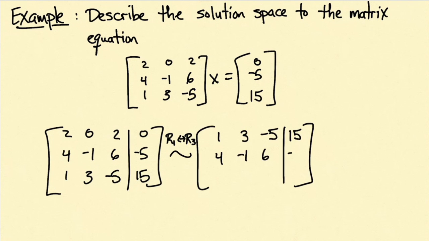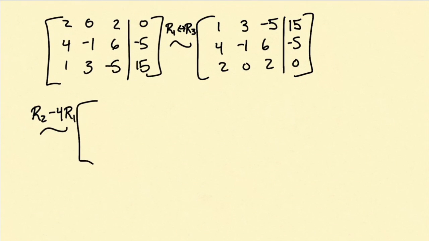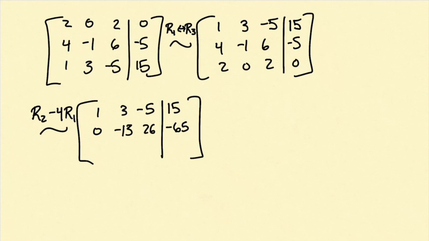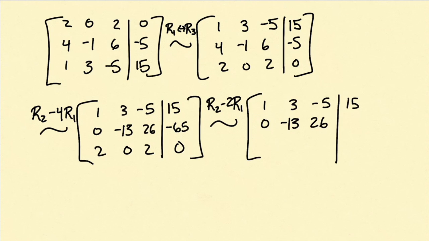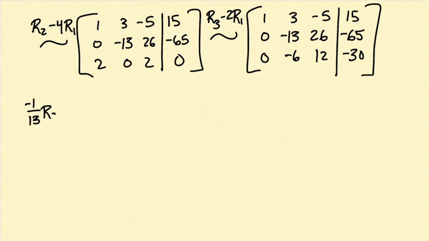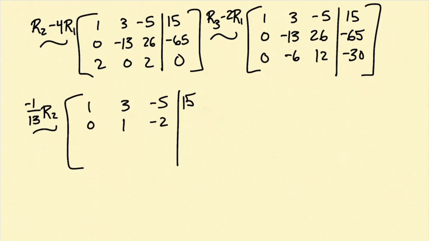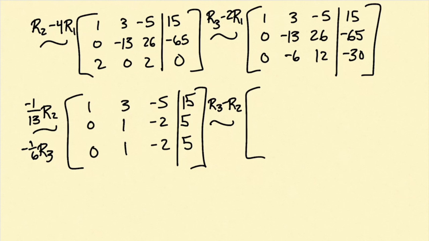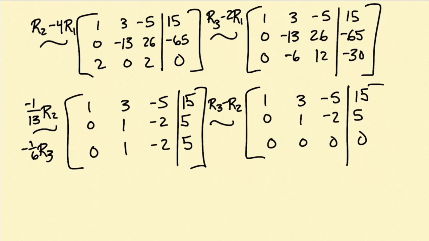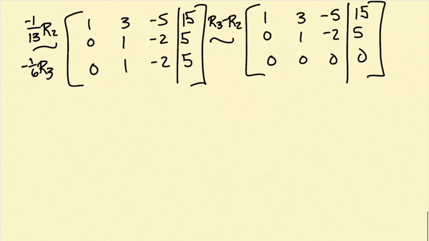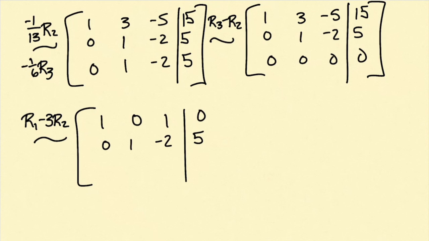First, we'll interchange rows 1 and 3. Next, we'll subtract 4 times row 1 from row 2. Next, we'll subtract twice row 1 from row 3. Then we'll scale row 2 by negative 1 over 13. And we'll scale row 3 by negative 1 over 6. We can see now that rows 2 and 3 are the same. So when we subtract row 2 from row 3, we'll get a 0 row. Finally, we'll take 3 times row 2 and subtract that from row 1.